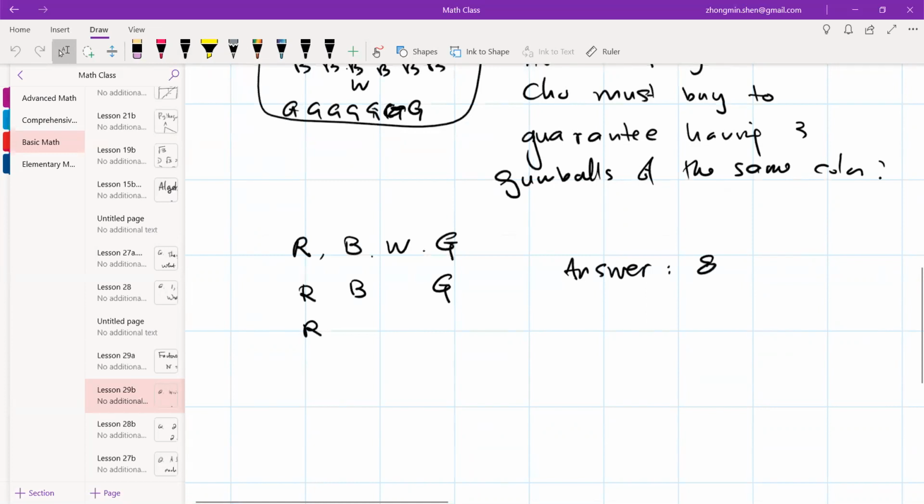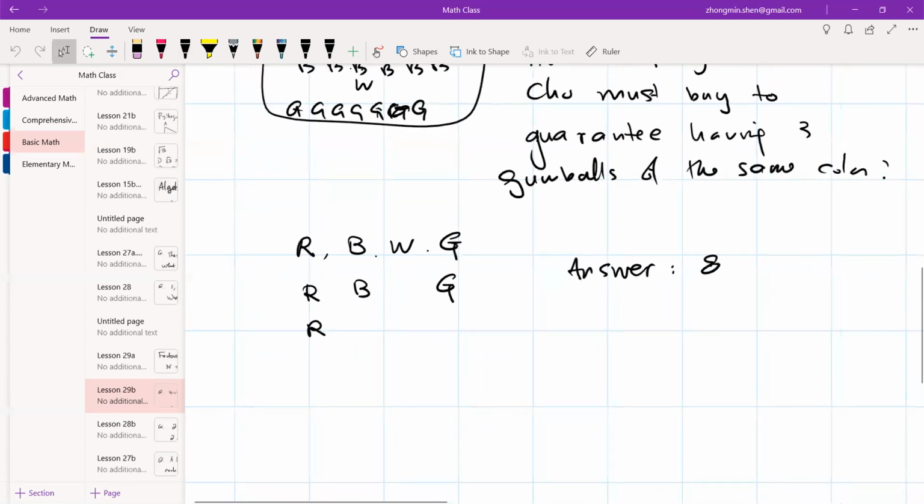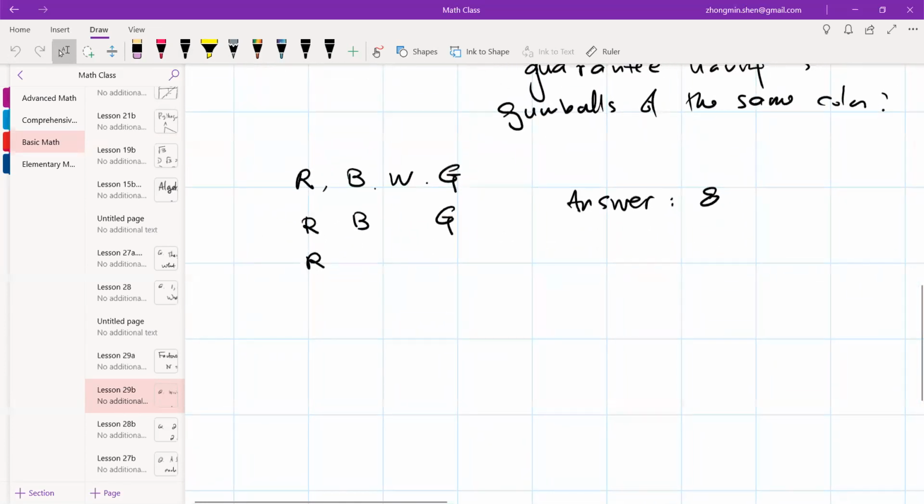Those are the counting problems. If you do have problems which were not discussed in today's lecture or yesterday's lecture, then you can contact me. Send me the list of the problems.